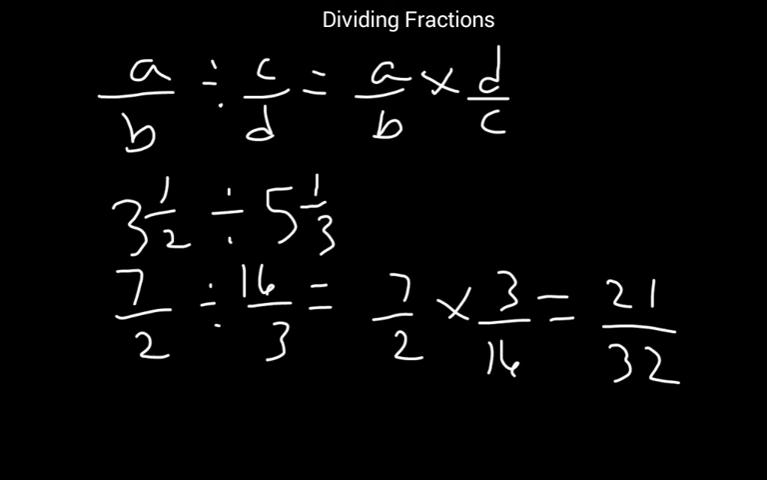And if it was a negative 3 and a half, then this would be negative 7 halves. And you could actually put the negative sign with the 2, the 7, or somewhere outside the bracket. I'll put it with the 7. And then we have a negative times a positive, so this answer would be a negative answer. And that negative sign could go next to the 21 or the 32. It doesn't matter. Or if we would say they're both negative, negative 3 and a half divided by negative 5 and a third, then 21 over 32 is not negative because the product of two negative numbers is positive.